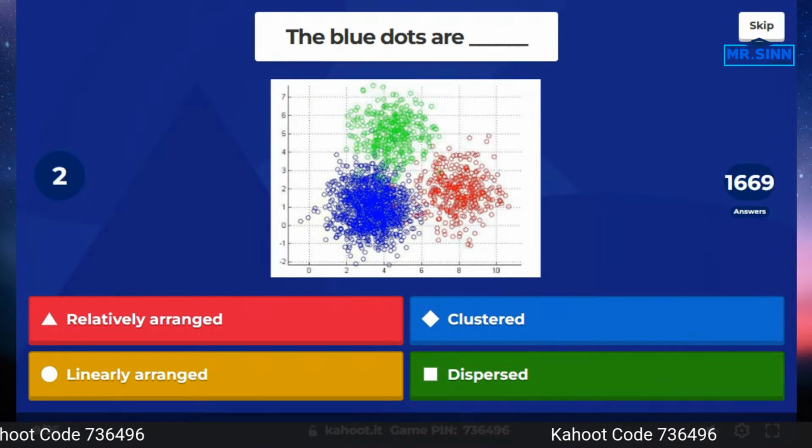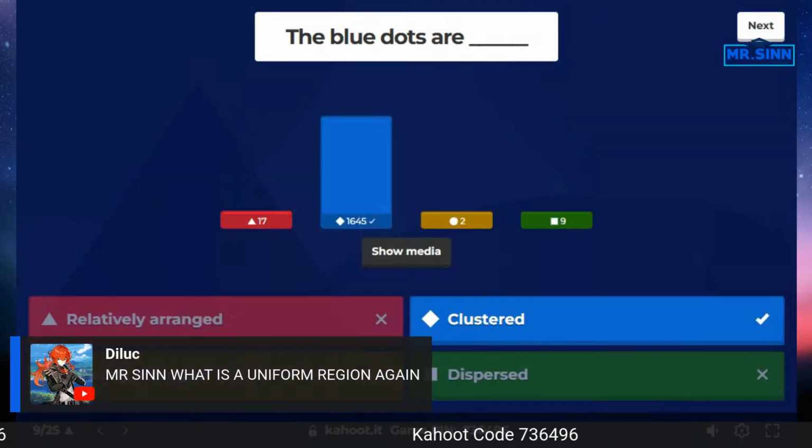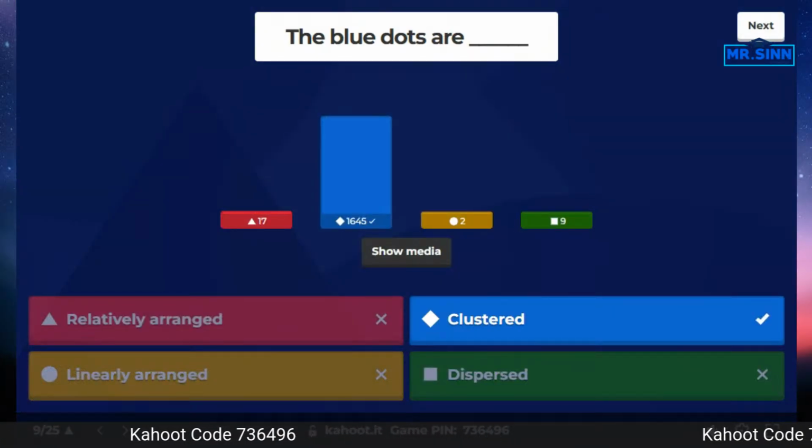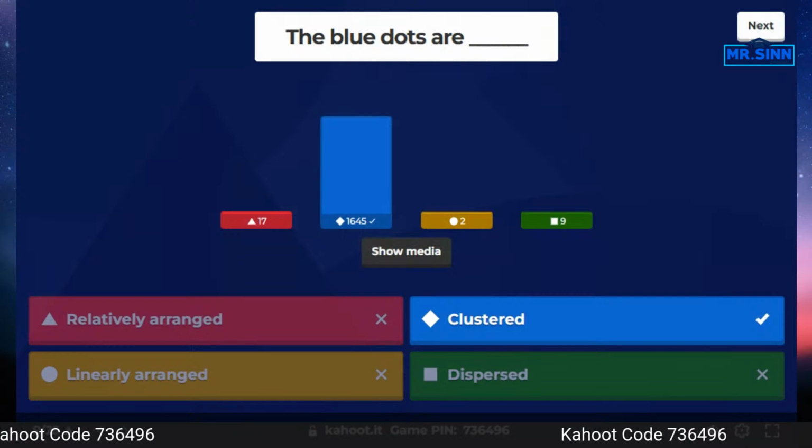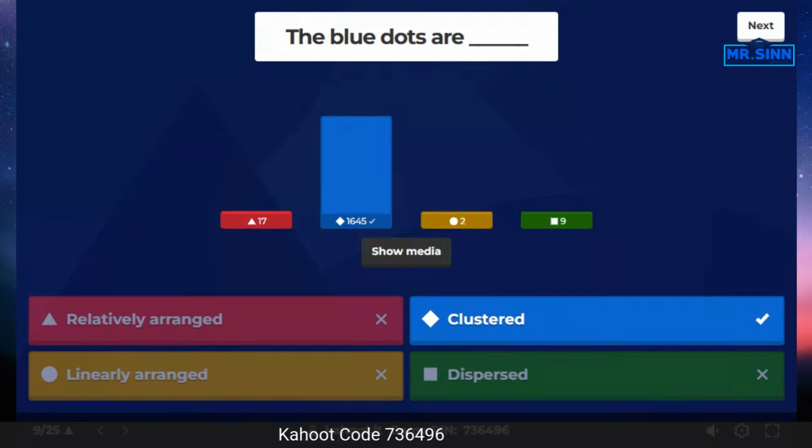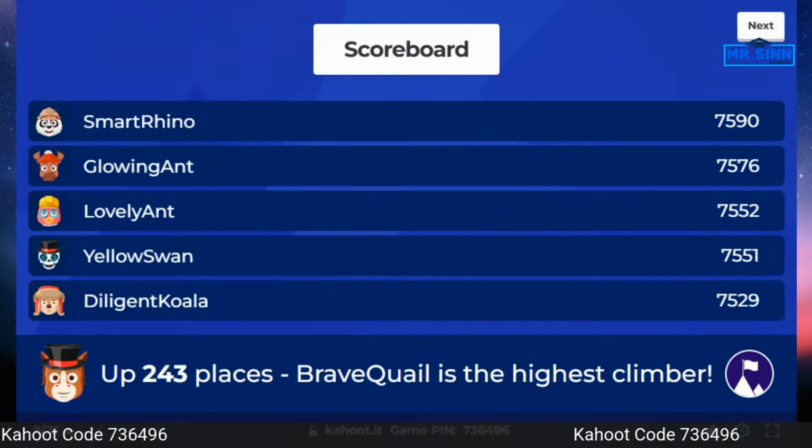All right. Sorry. I was getting a drink of water. Uniform region would be a formal region. Again, it's just a different way of saying it. So formal, uniform, nodal, functional, just different ways of saying the same thing there. Yes, it would be clustered. Awesome. People got that one. We're going to go on to the next one because majority of people got that right away.